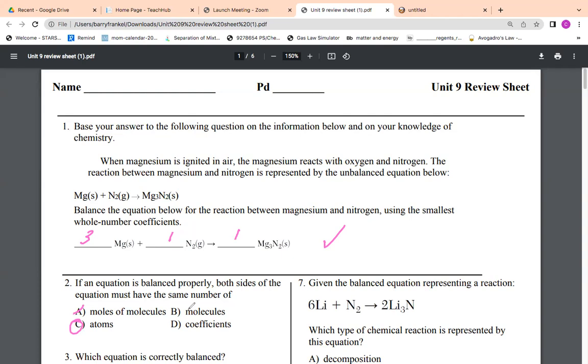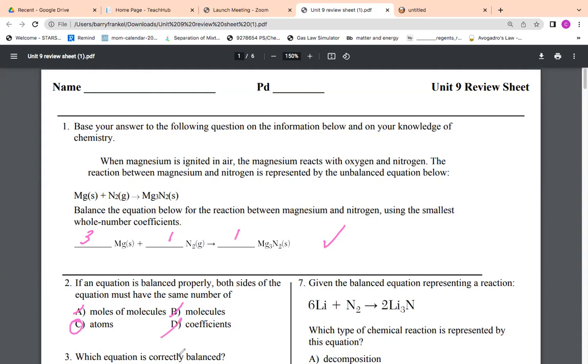Numbers of molecules also doesn't make sense because these coefficients can not only be read as numbers of moles, but you can also treat them as if they are just individual molecules. So if we were to read it like that, this would say 3 molecules of magnesium and 1 molecule of nitrogen makes 1 molecule of magnesium nitride. Now, the numbers of molecules also is not equal on both sides. Coefficients, same thing. So 3 and 1, that's 4 on the reactant side versus just 1 on the product side. That also does not have to be equal.